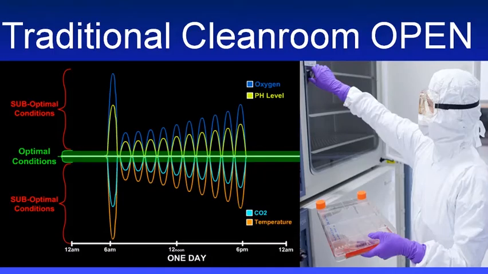Because when you look at the conditions that cells actually endure in an open room laboratory, every time they come out of the incubator, of course, we know that the CO2 goes off, and that makes the pH go off, and the temperature, of course, goes off, and we know that the oxygen levels are never really optimal in a room air situation for cells. So cells actually spend far more time in suboptimal conditions than they do in optimal conditions.